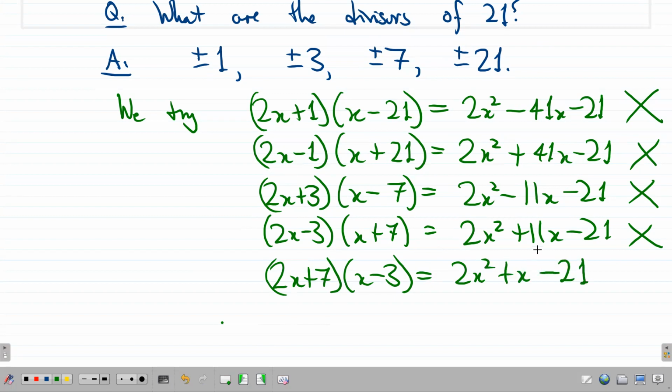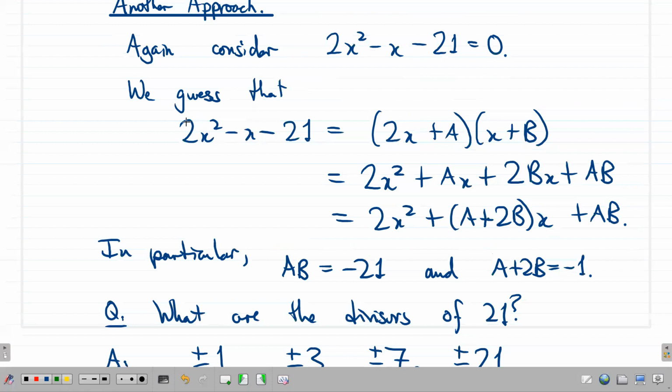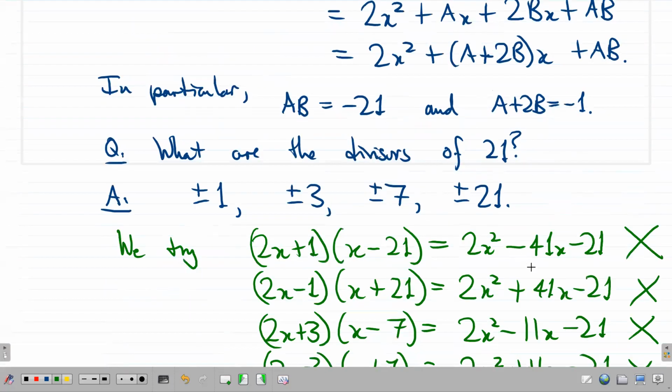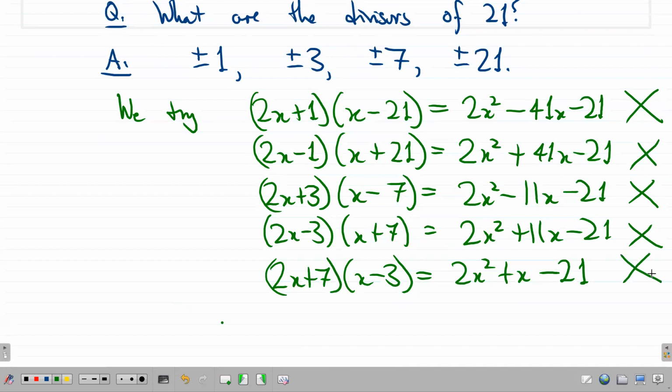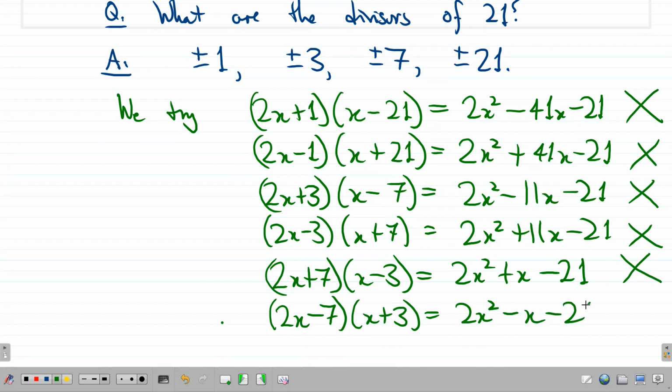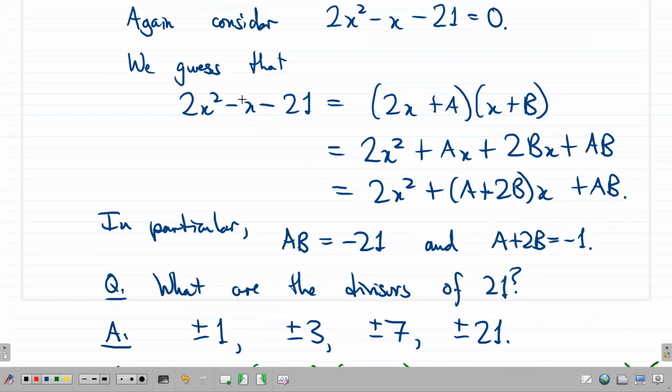Actually, that's pretty close. We're within a gnat's whisker of getting our quadratic. Here we have a minus x. Here we have a plus x, but everything else agrees. So I reckon we're very, very warm now. Let's take capital A equal to minus 7. Capital B has to be plus 3. Multiply that out. We get 2x squared minus x minus 21. Eureka. Now we're cooking with gas. That agrees with our quadratic up here.